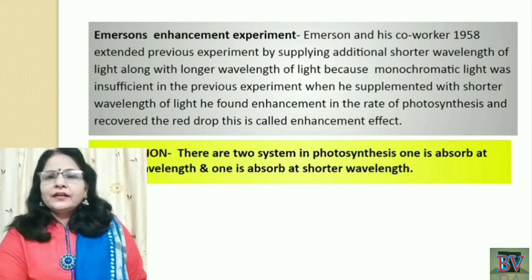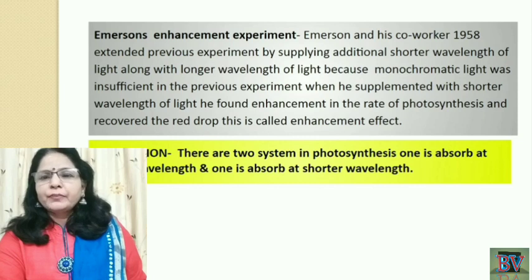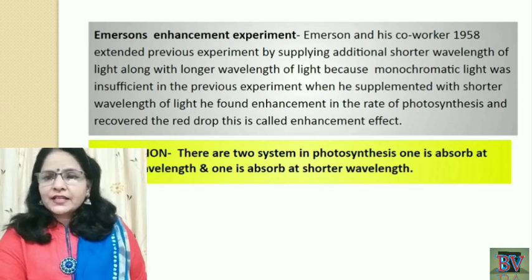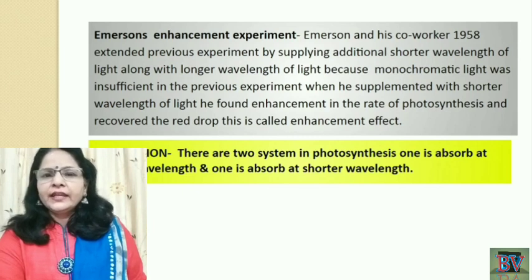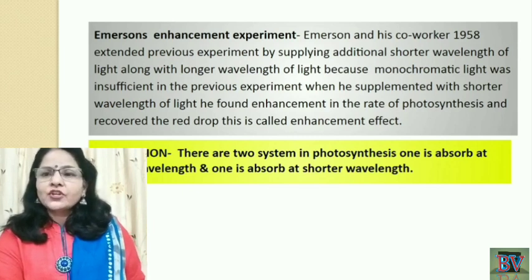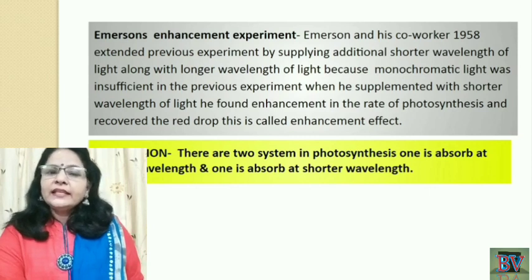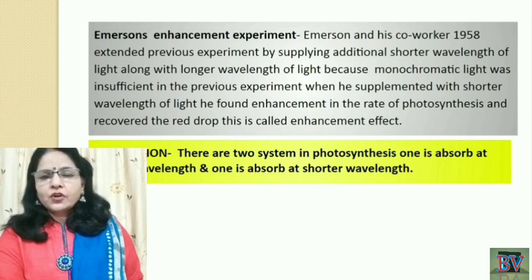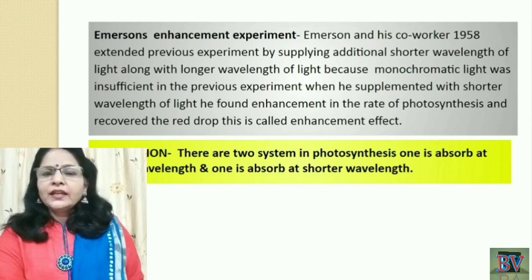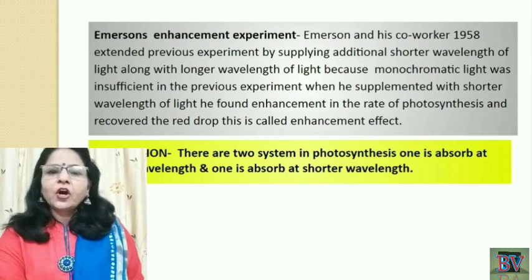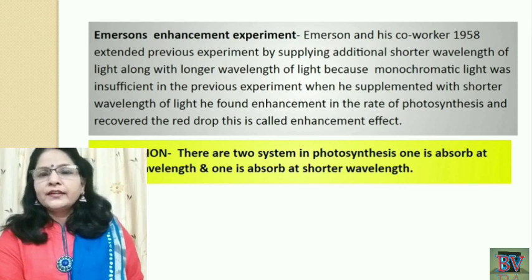In Emerson's second experiment, he extended his previous experiment in the year 1958, and he supplied additional shorter wavelength of light along with the longer wavelength of light, because monochromatic light was insufficient in the previous experiment. When he supplemented with shorter wavelength of light, he found enhancement in the rate of photosynthesis and recovered the red drop. This is called Emerson's enhancement effect.